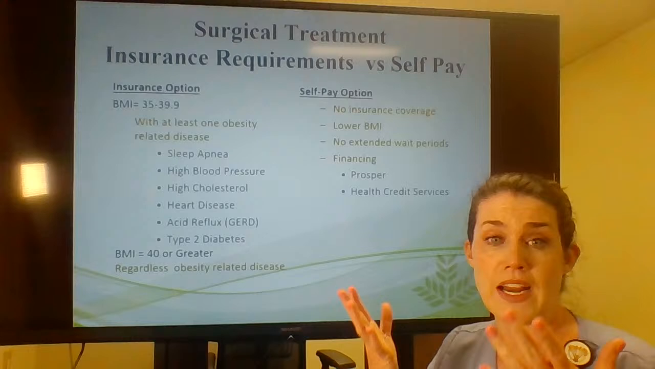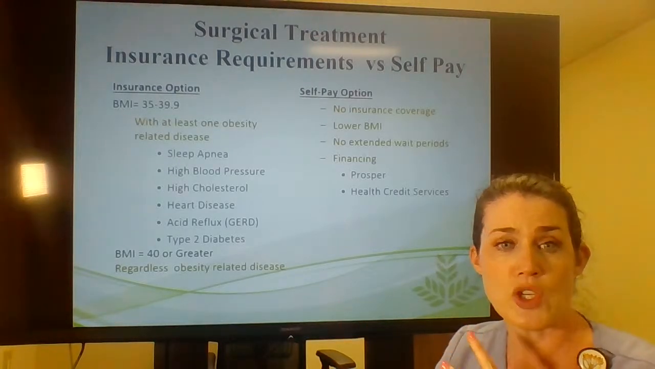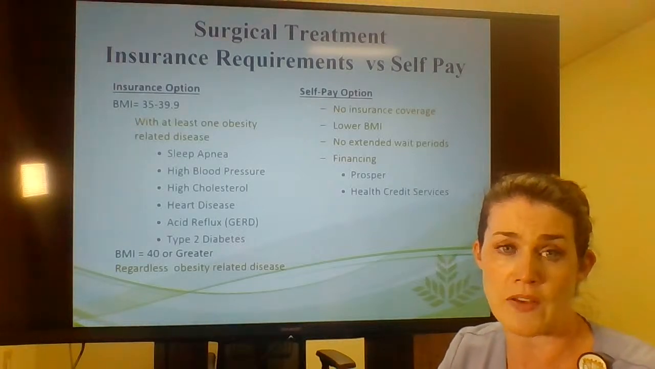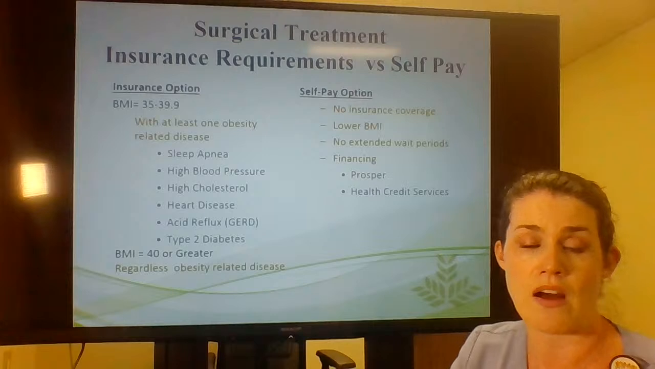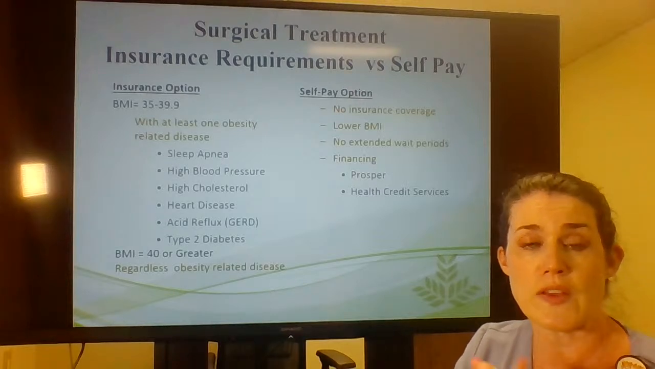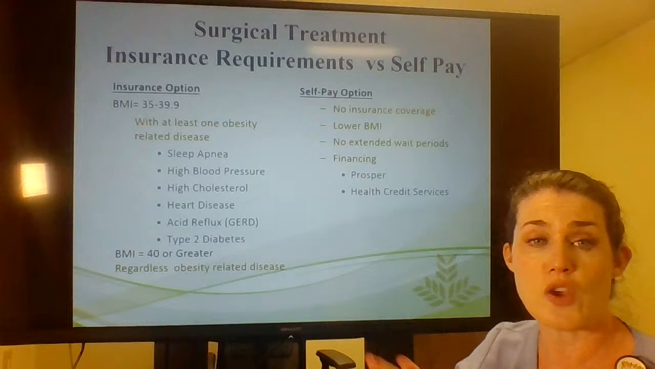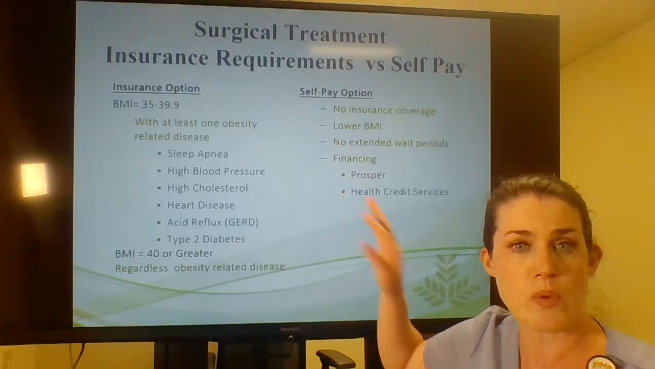Some people already know that their insurance company does not cover. Unfortunately, in the state of Georgia, our state health employees do not have coverage now. This is something that we have been fighting through the legislature for some years now. So if this is you, you're either a state health employee or you already know that you don't have coverage, then you may want to explore the self-pay option. So some things to know about this.